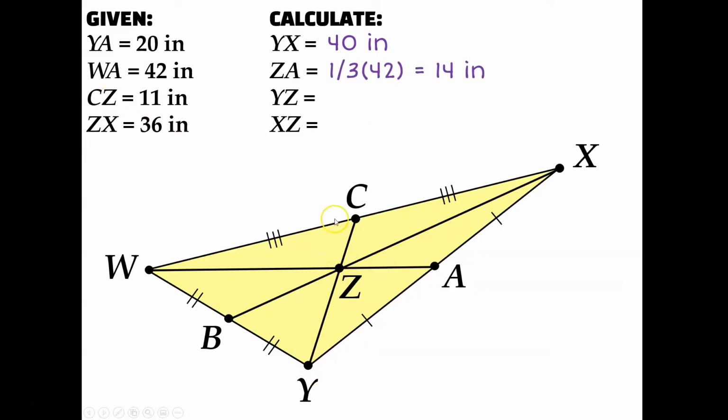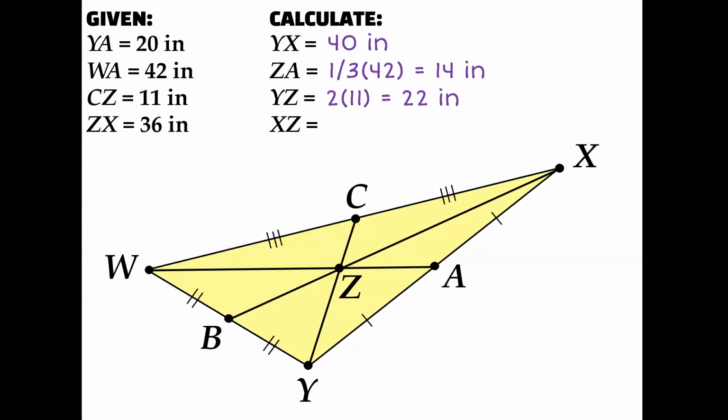Now let's try to solve for YZ. All we know is that CZ is 11. If I put CZ and YZ together, I get an entire median. Remember that the relationship is the distance from the vertex to the centroid is 2/3 of the entire median, or that the distance from the centroid to the midpoint is 1/3. In other words, CZ is 1/3 of the total. I'm looking for 2/3 of the total. So it makes sense just to double what I have. If I have 1/3, I can double it to get to 2/3, so YZ must be 22 inches.